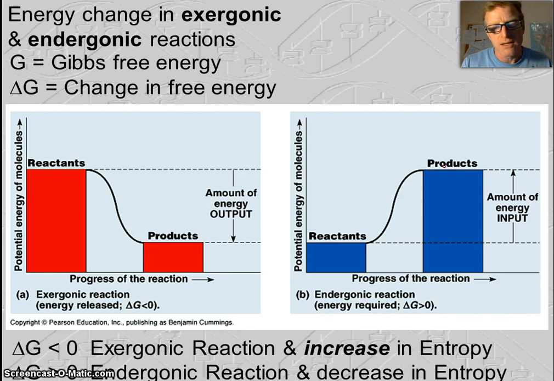So again, if delta G, the change in free energy, is less than 0, that means it's exergonic. That means we're releasing energy from those molecules, and that's going to result in an increase in entropy, and we'll talk about what entropy is in a minute. If the change in G, delta G, is greater than 0, that means that it's endergonic, or energy storing reaction, and that's going to decrease entropy.